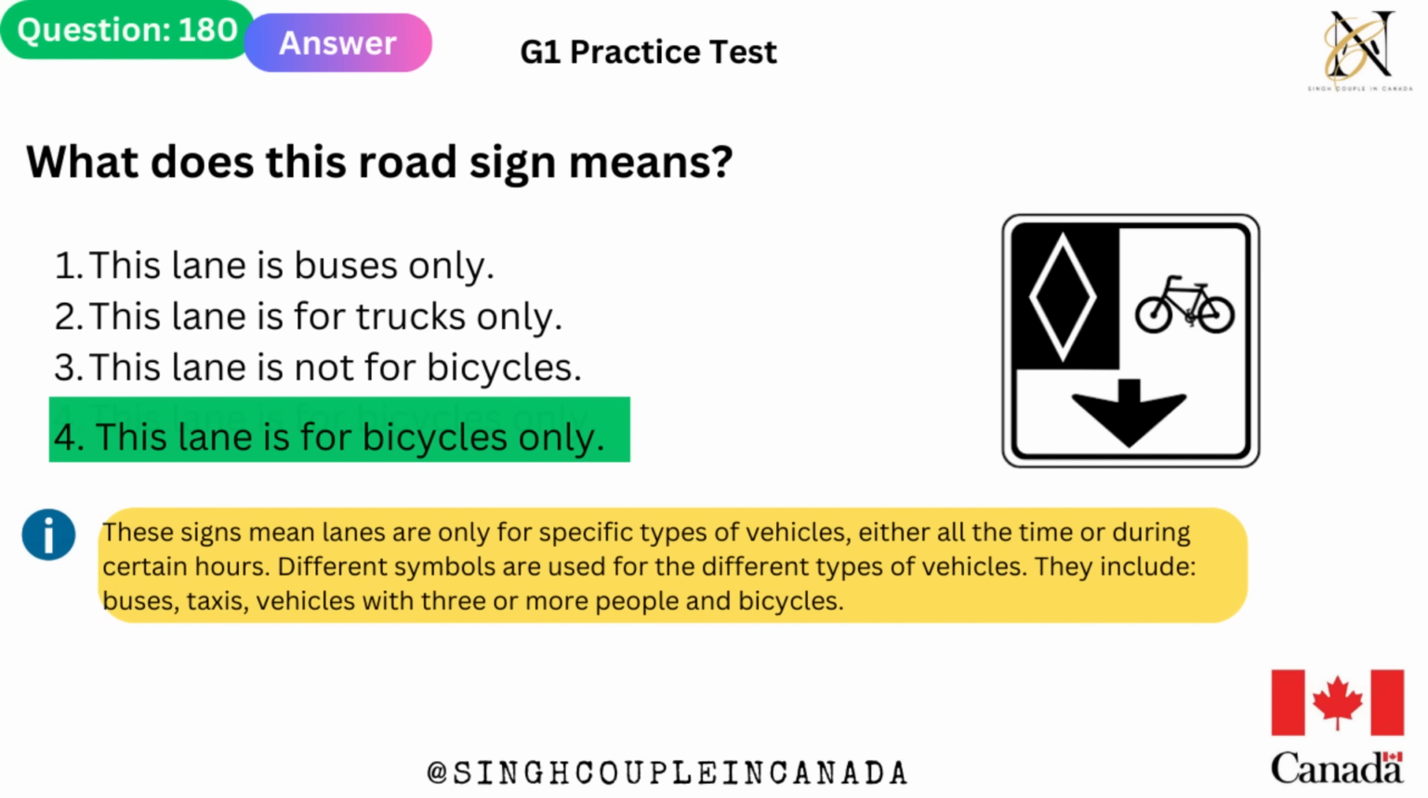These signs mean lanes are only for specific types of vehicles, either all the time or during certain hours. Different symbols are used for the different types of vehicles. They include buses, taxis, vehicles with 3 or more people and bicycles.